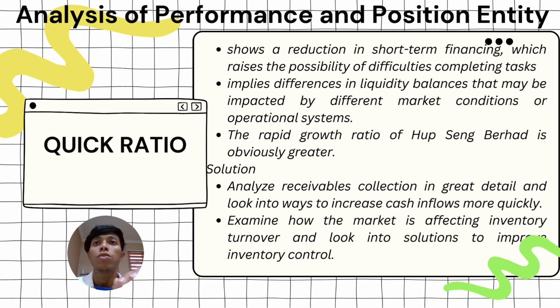So the solution for the quick ratio is to analyze receivable collection in great detail and look into ways to increase cash flow more quickly. The second one is examining how the market is affecting inventory turnover and looking into solutions to improve inventory control.